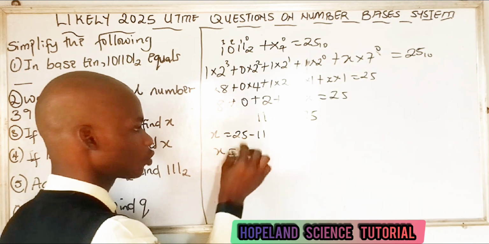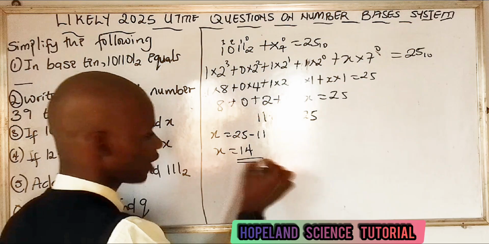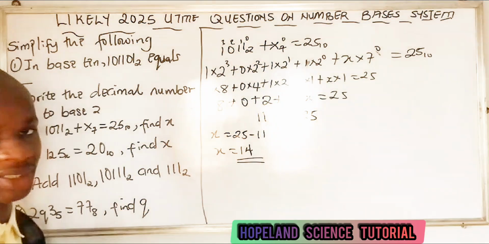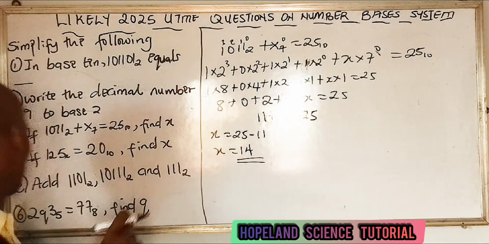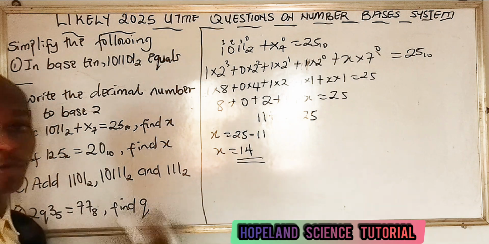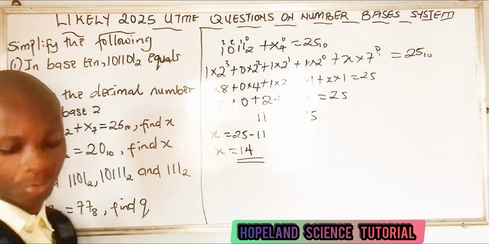11. So s is equal to 25 minus 11 will give us the value of s. What is it? 14. That is the answer. It is as simple as that. Okay, so that is that with the third question. Now let's go to the fourth question in these examples.